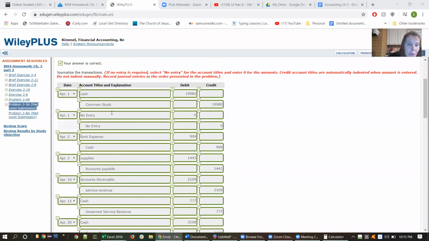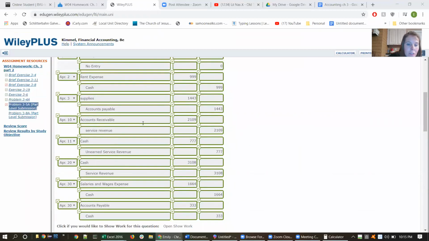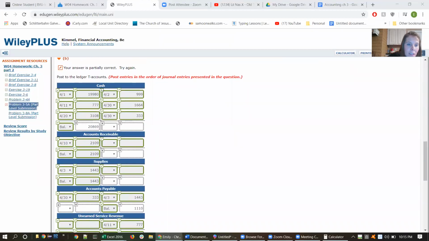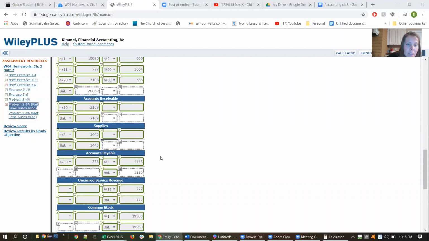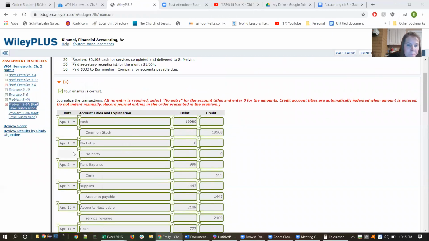What you're going to do is look up at these accounts up here. You see the date, there's a debit in the cash, and the same amount credit in common stock. So you come down here and you see in the cash section, you put the date, you put the debit, and then you scroll down to common stock, you put the date, and you put the credit. And you come back up.